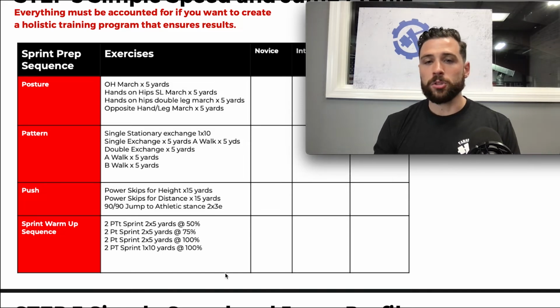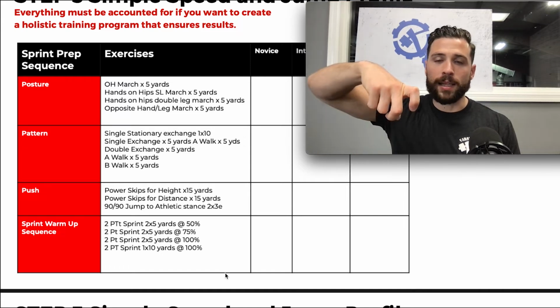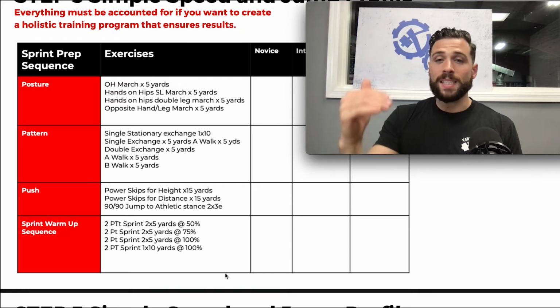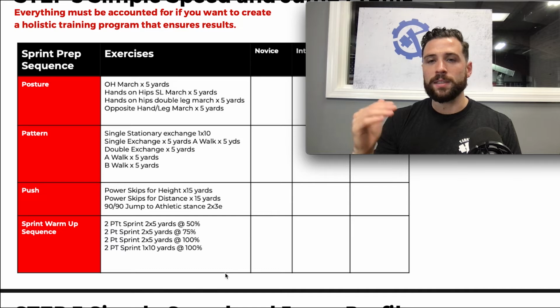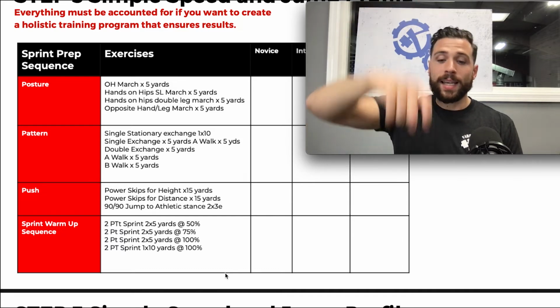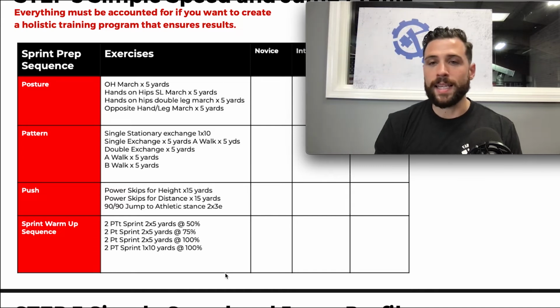90-90 athletic jumps, or 90-90 jumps to an athletic stance. This is down on the ground from a 90-90 position. When they jump up, how high do they get from a disadvantageous position? Can they jump up as high as they can? Can they overcome gravity? Can they land athletically?